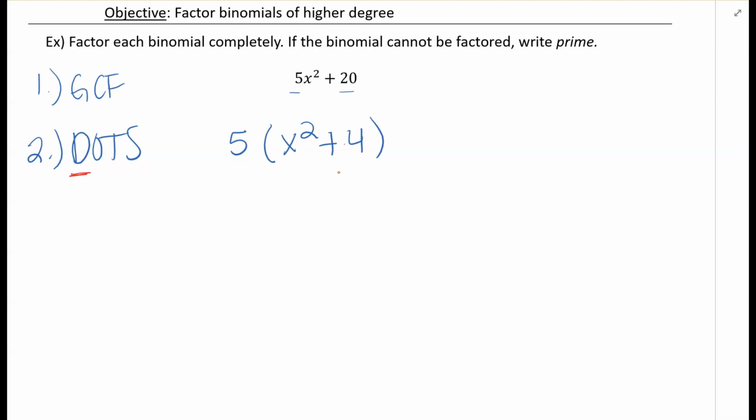You would not say that this is prime because you took out a GCF of 5. You were able to factor it by taking out a GCF of 5. So we do not write prime in this example. That is your final answer: 5 times x squared plus 4. Okay? Again, the answer is not prime because we had a GCF of 5.